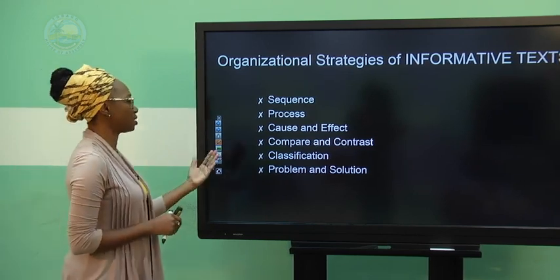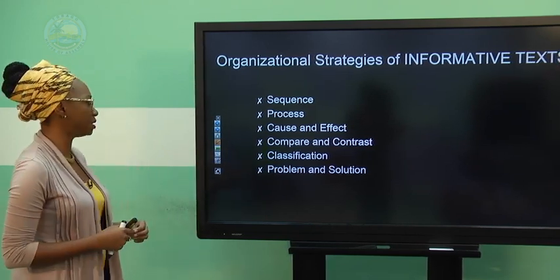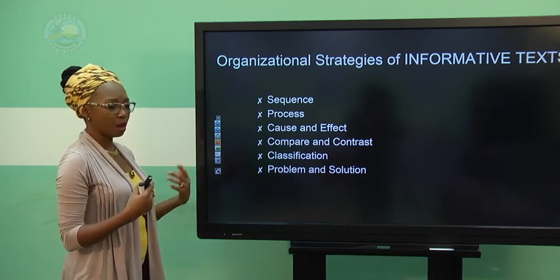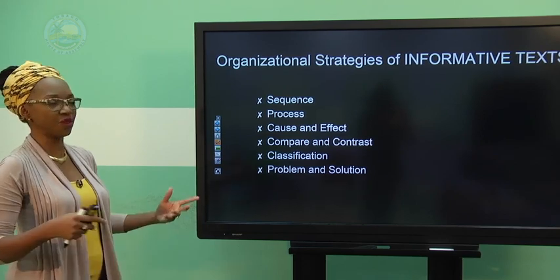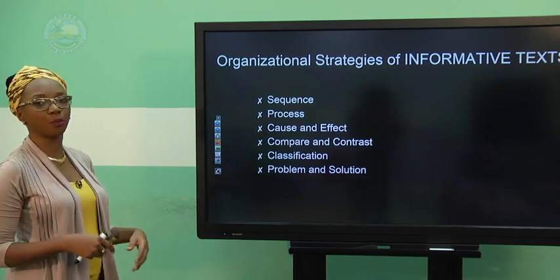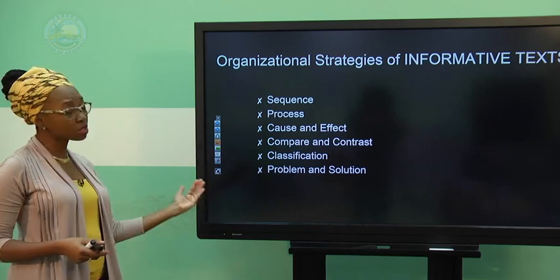What is the process? We see process when we look at recipes. We see process when we are presented with information telling us how to set something up, how to develop. When you're doing your chemistry or biology experiments, there's a process involved.